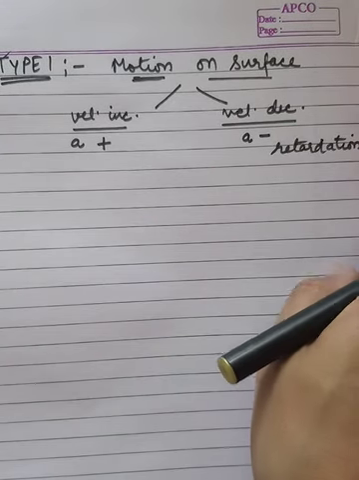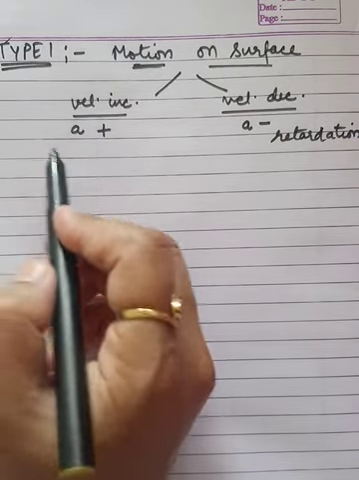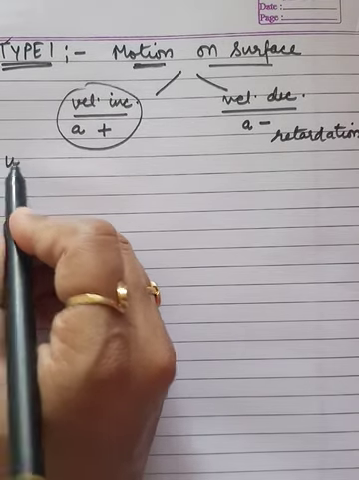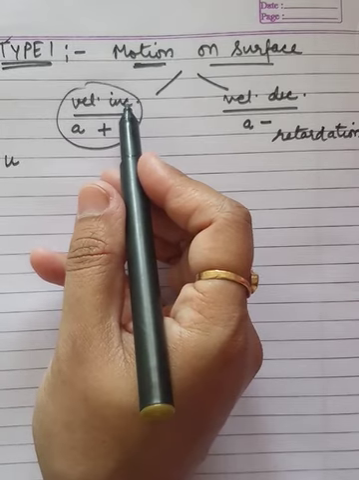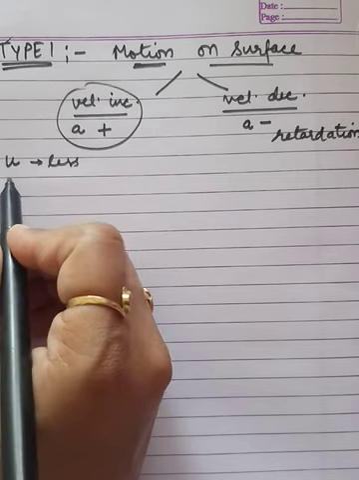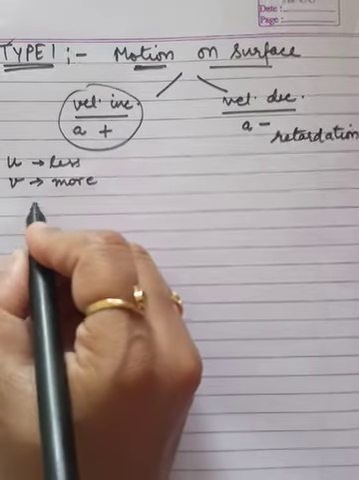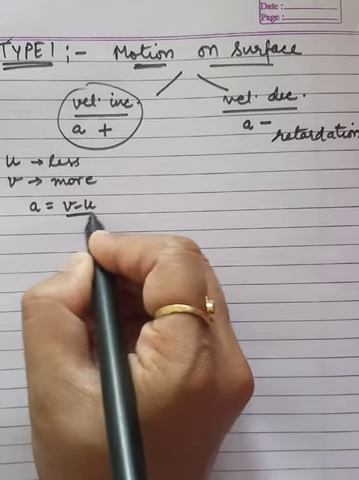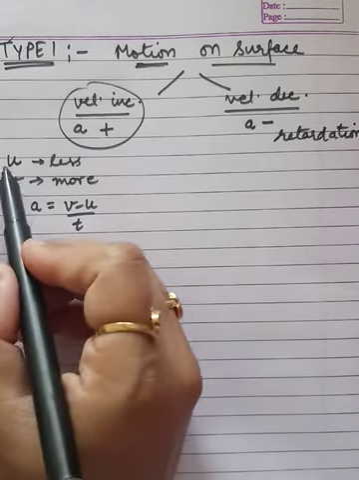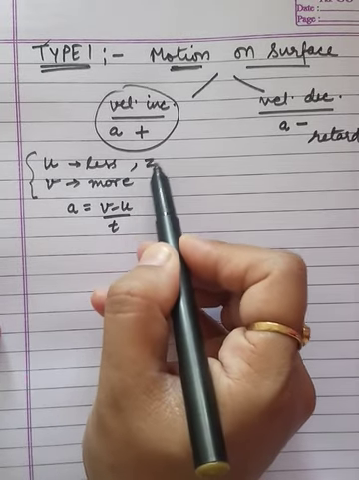Okay, so these are the two types of motion on the surface. Now what are the values in this case? In this case we have some initial velocity when increasing velocity is to be considered. So initial velocity has a lesser value, and final velocity has a greater value. So acceleration will have a positive value because acceleration is (v - u) upon t. In this case, one special case can be considered when u is less. u is less, it can be 0 also.